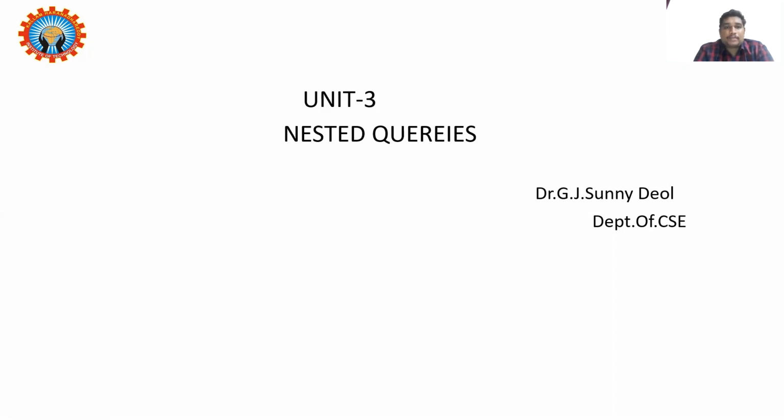queries. Nested queries play a major role in DBMS because we consider two or more relations, so that we retrieve data based on two or more relations. If I want to retrieve data from two or more relations, we have to use queries called nested queries.